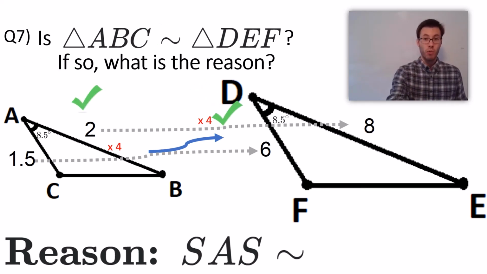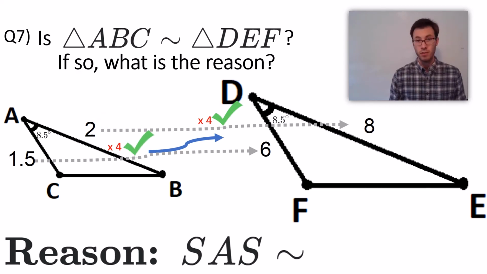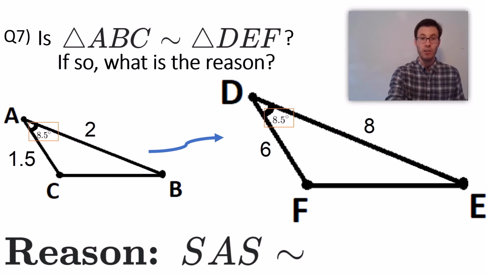That checks out with that. So that means the sides work, the two sides. And then we see the angle in the middle, and that is the same measure. That is known as side angle side similarity here. Again, our scale factor is 4.